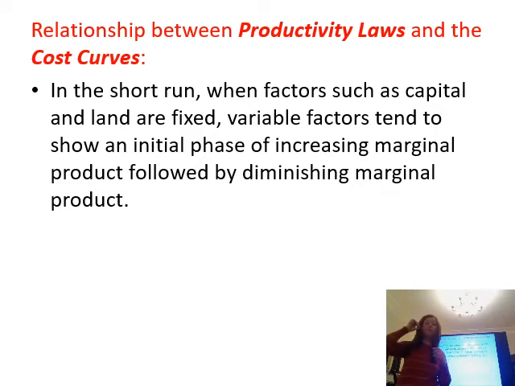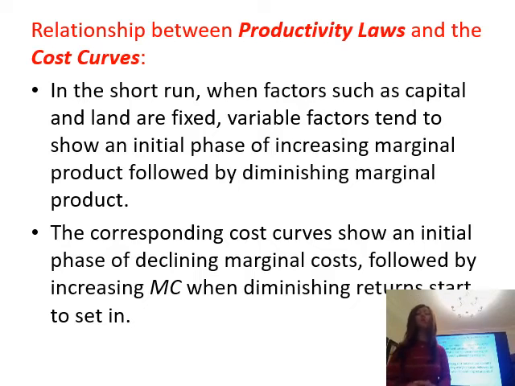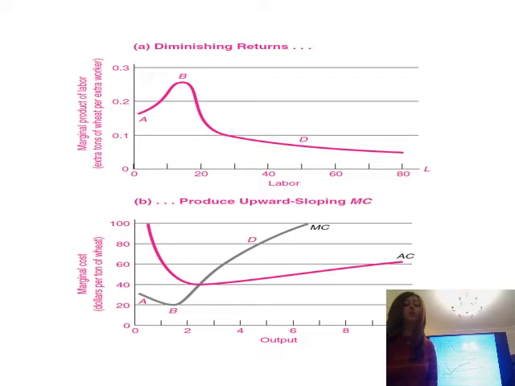In the short run, when factors such as capital and land are fixed, variable factors tend to show an initial phase of increasing marginal product followed by diminishing marginal product when the law of diminishing returns starts to operate. The corresponding cost curves show what? They show an initial phase of declining marginal costs followed by increasing marginal cost when diminishing returns start to operate. That's why I'm saying they are mirror images.